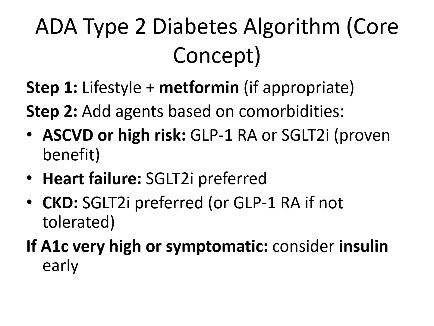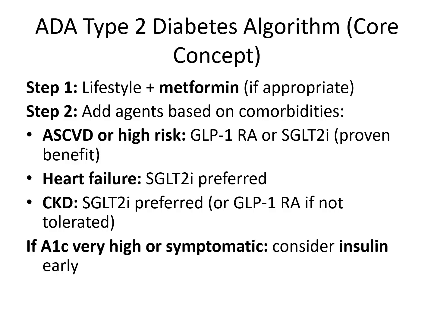So if a patient has established ASCVD or high cardiovascular risk, we add a GLP-1 receptor agonist or an SGLT2 inhibitor with proven cardiovascular benefit. If a patient has heart failure, SGLT2 inhibitors are preferred. If a patient has chronic kidney disease, SGLT2 inhibitors are also preferred, or a GLP-1 receptor agonist if the SGLT2 inhibitors are not tolerated.